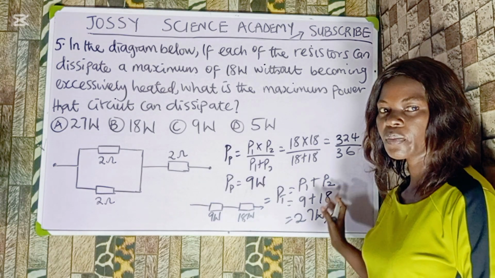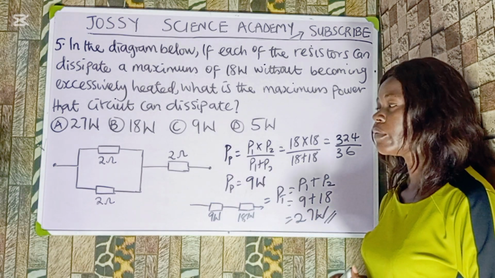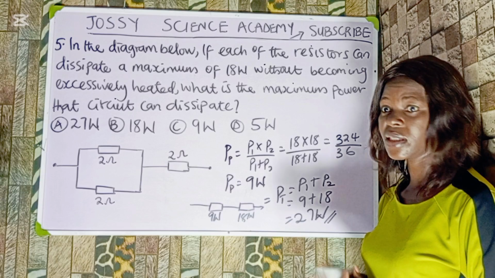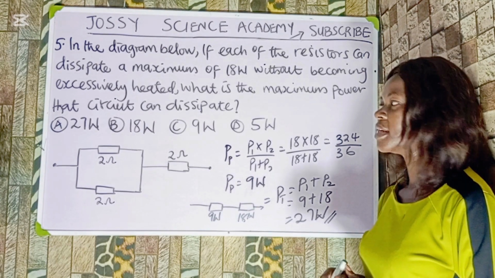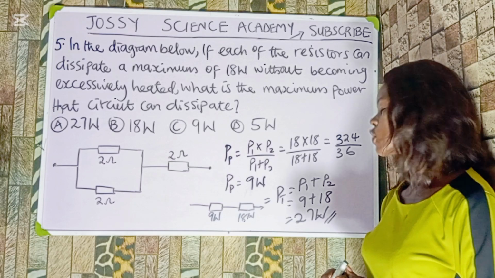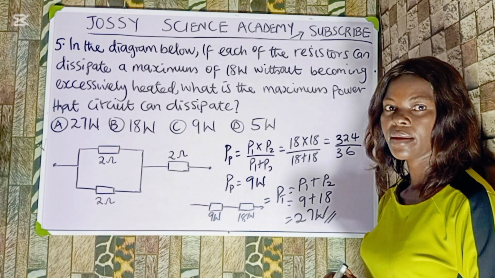Do you understand? It simply means that the way we solve resistors in series and in parallel is the same way we solve powers arranged in series and in parallel. I hope that is clear. And from what you have gotten so far, the correct option to this question is option A.